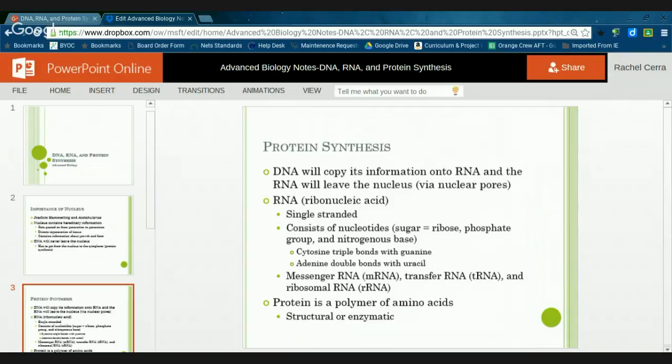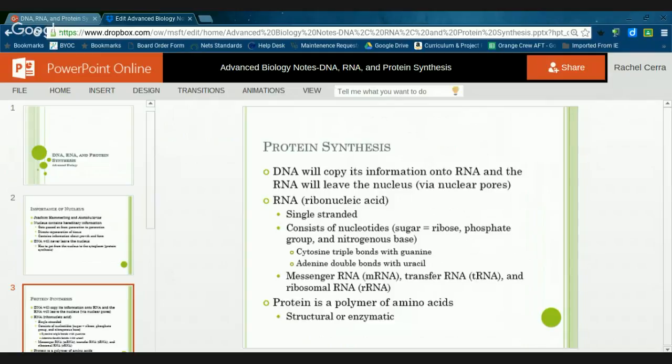We talked about this last semester, but protein synthesis is the process where DNA copies its information onto a piece of RNA, and then the RNA will translate that from the genetic code, the genetic language of nitrogen bases, into the language of proteins, which would be amino acids. So the very first step is to remind ourselves of the difference between DNA and RNA, which I have on your diagrams here.